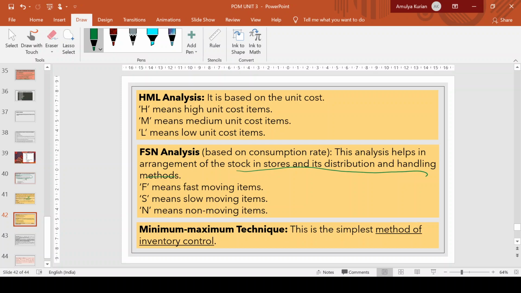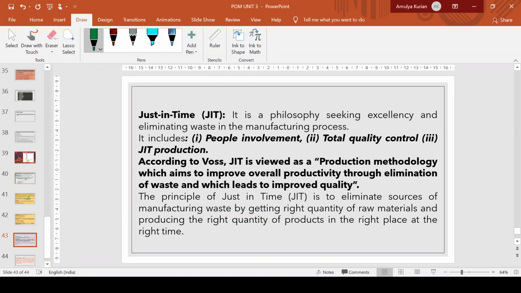So till now we have studied EOQ, VED, FSN, ABC, then SDE, HML, and the minimum maximum technique. And the next one is just in time. Just in time is a philosophy seeking excellence and eliminating waste in manufacturing.